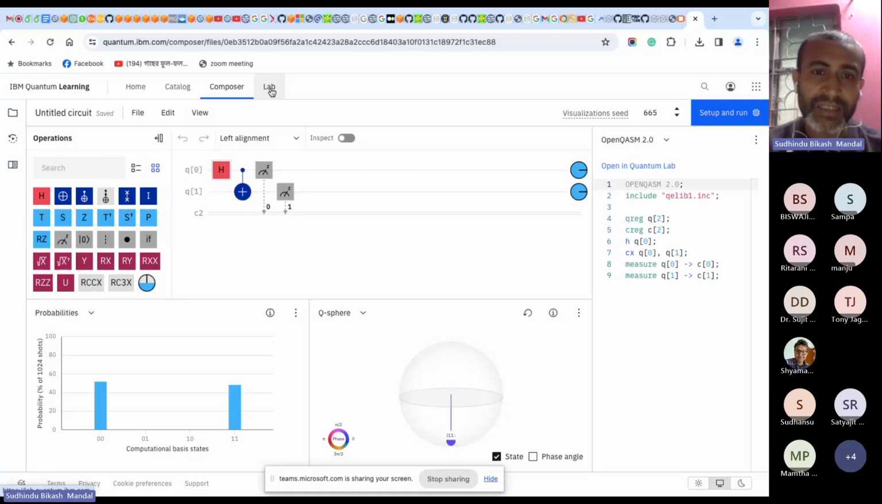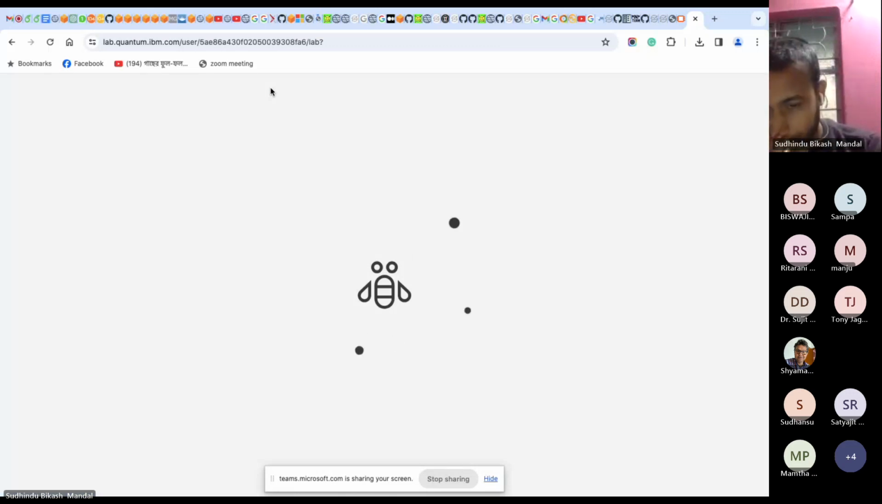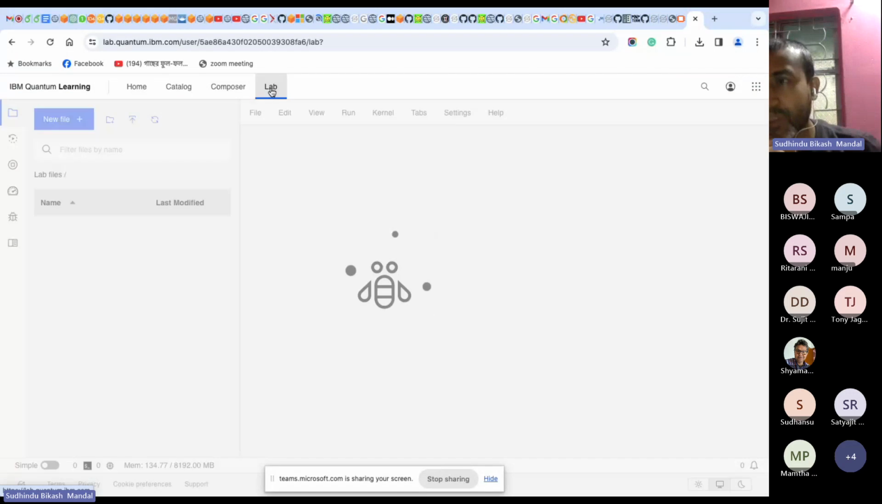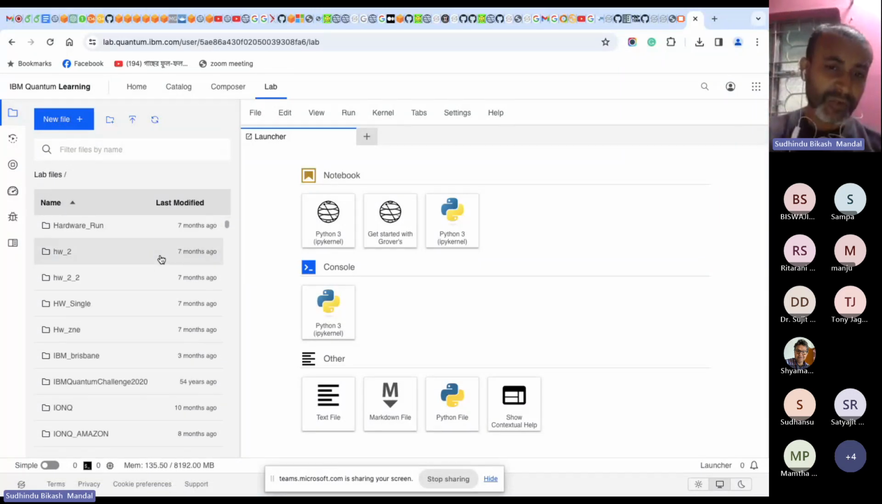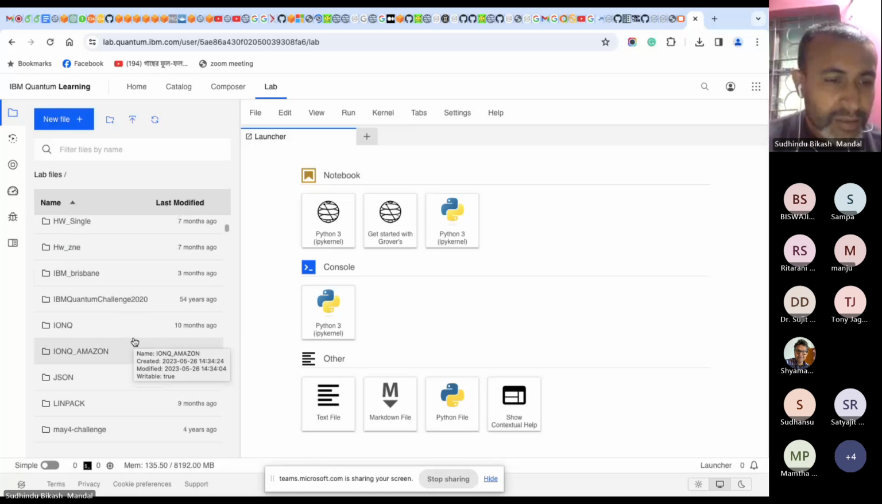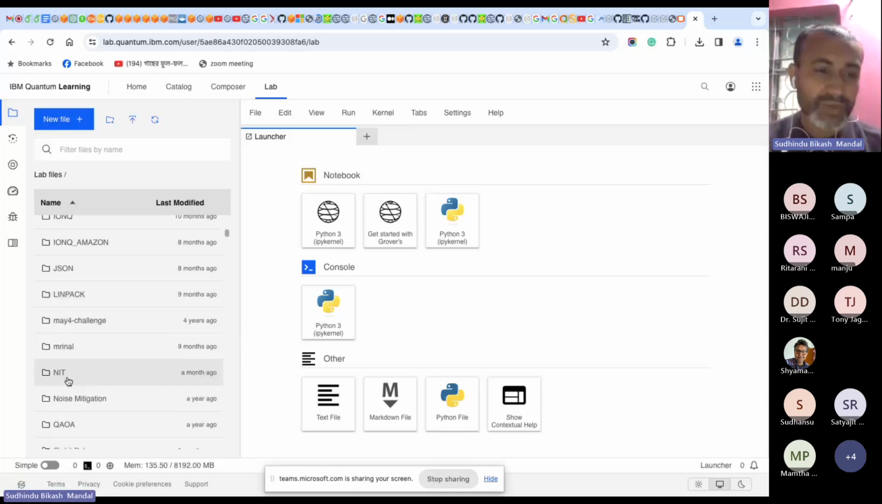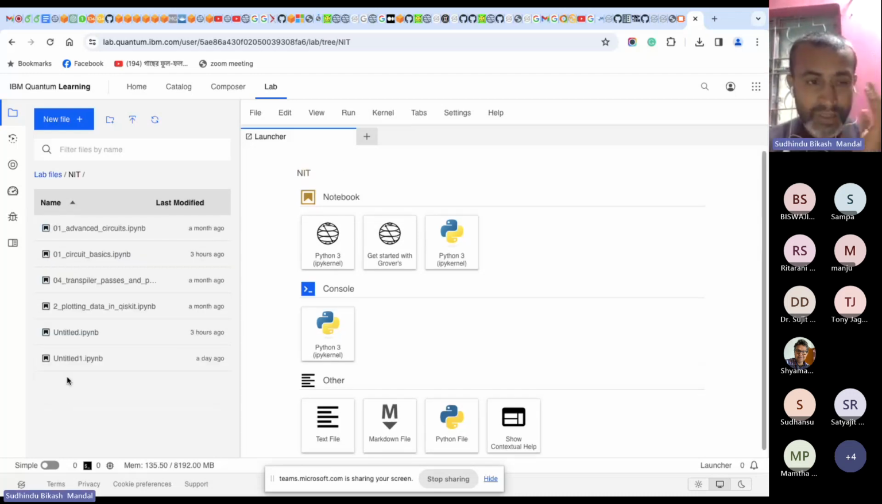So there is another tab. This is called Lab. From this you can write your code. Before directly going to the code, within this small time I'm not able to write the code, so previously I wrote some sample code. I'll show you this. First, I'm talking about the basic circuit design.